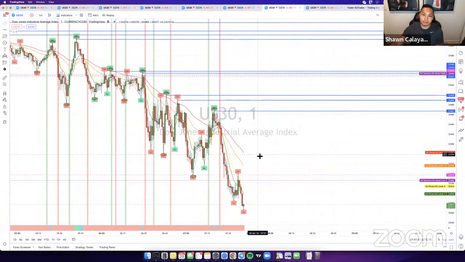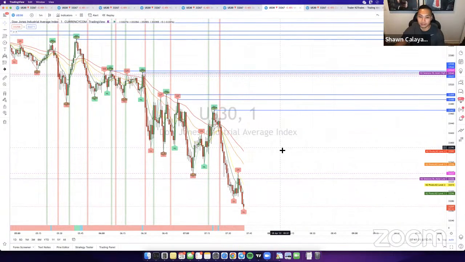The consistency is key here, guys. It doesn't matter how many challenges you pass. What really matters is, can you really get paid out, right? Because I see so many people get to that very last point and they miss the payout by like one trade. There's that one trade that they have too much pride to let go and to take the loss. And then they end up losing it all.